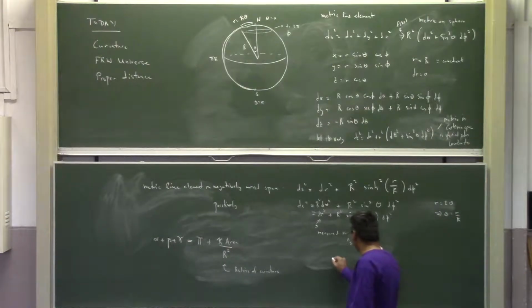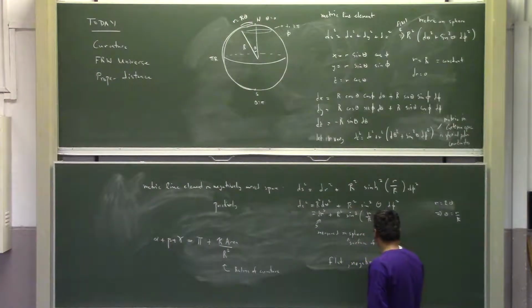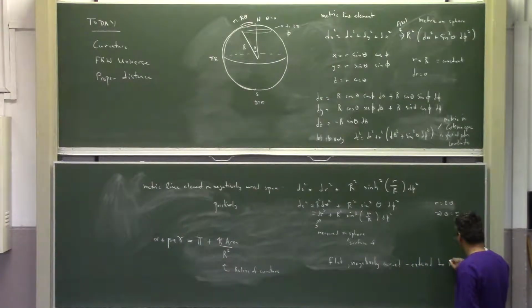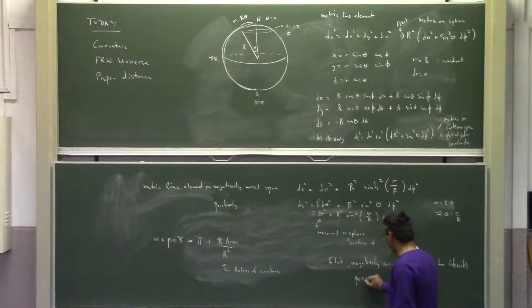So flat space, negatively curved, these extend to infinity. Positively curved here is compact.